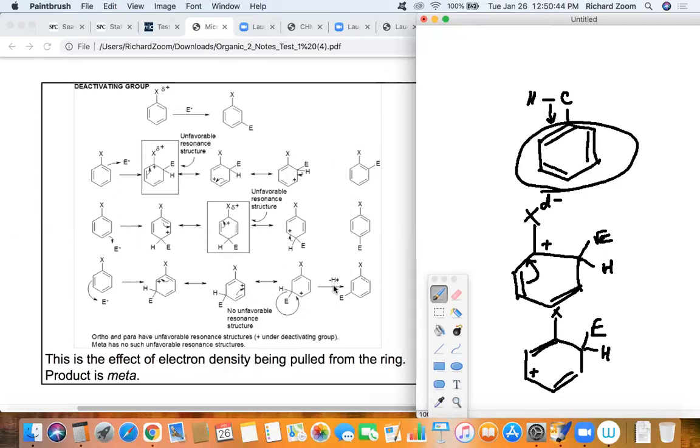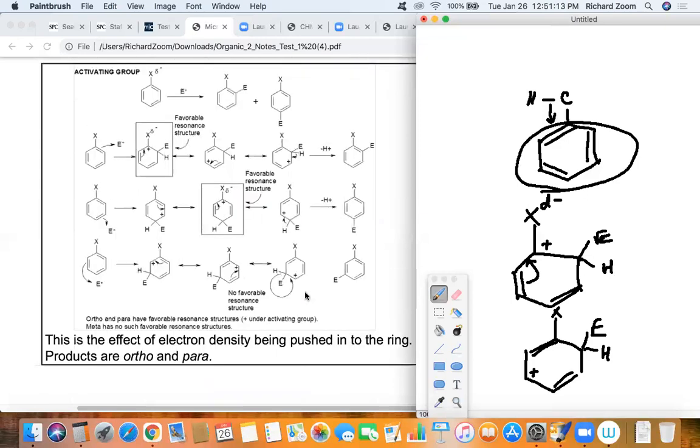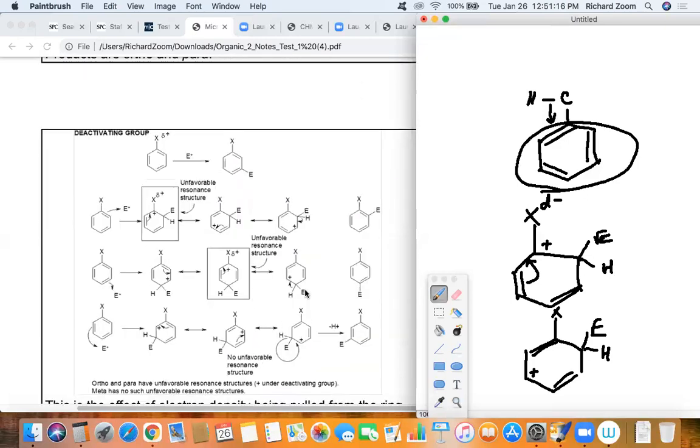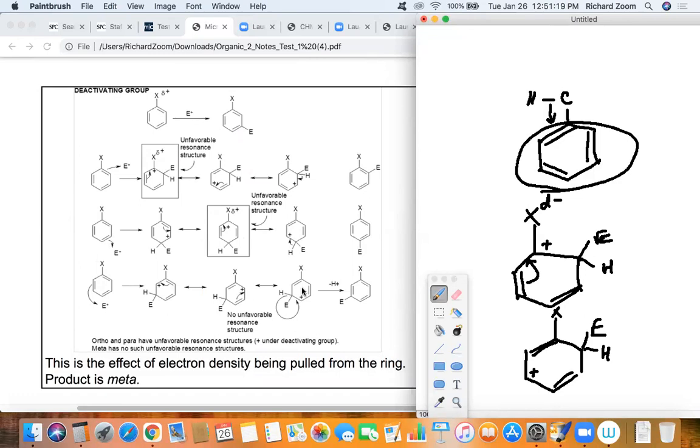If you've got a deactivating group, effectively what you've got is a partial positive on the X, because it's pulling electrons out of the ring. So if you draw situations where the positive charge is directly next to the X with the delta plus, that is going to be a bad situation. That's going to be unfavorable. Positive, positive is unfavorable, whereas positive, negative would be favorable. Again, these resonance structures are exactly the same, but what was favorable is now unfavorable.